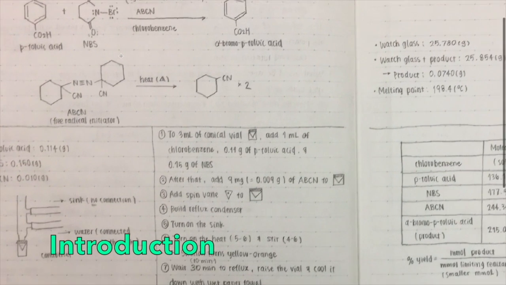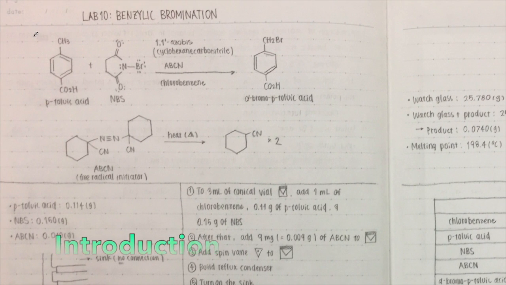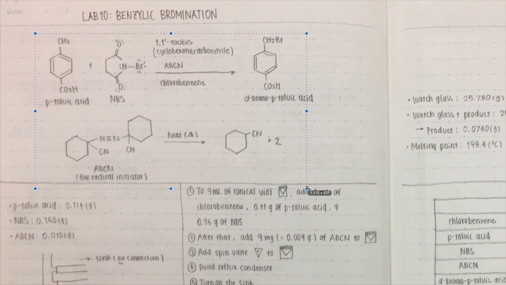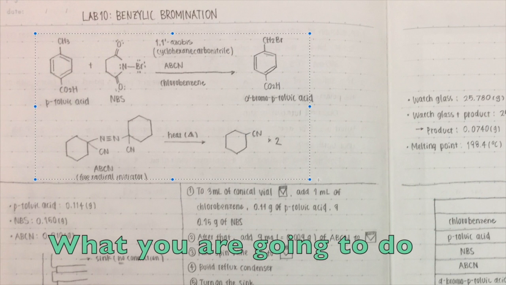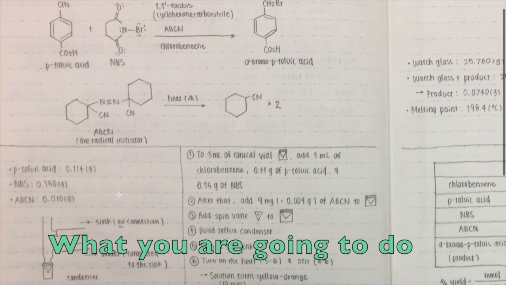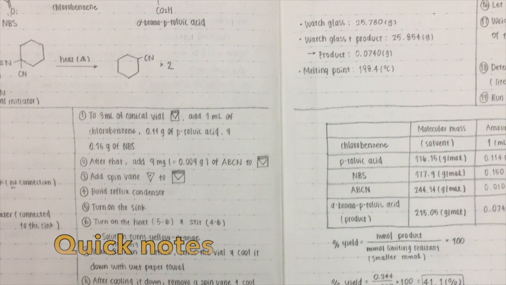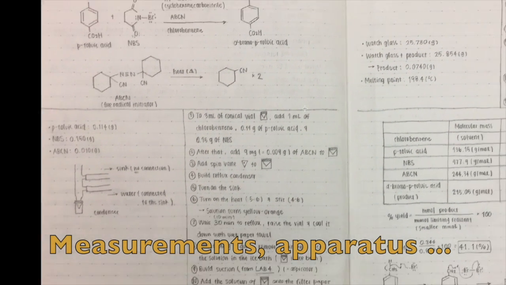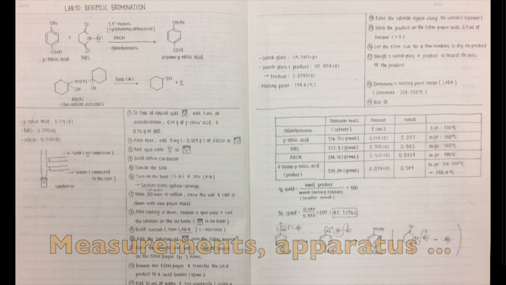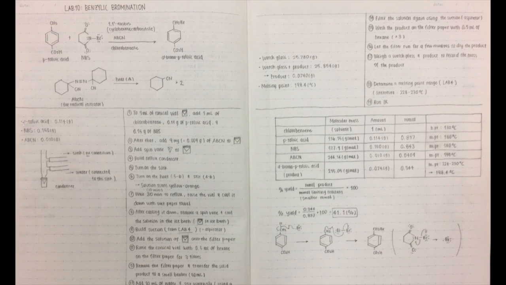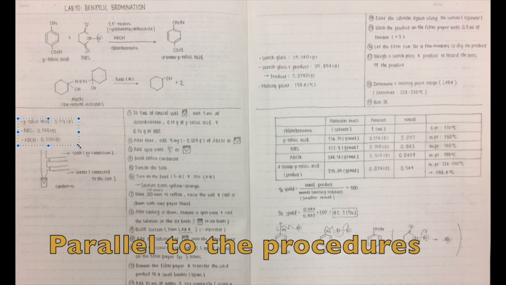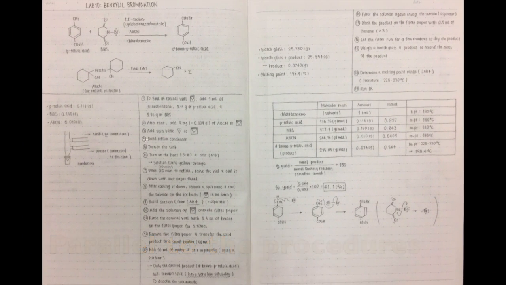Let's take another example. The introduction has a scheme that's used in the lab to remind what we're going to make in this lab. The quick notes in this lab are mostly measurement and apparatus. It is good to write all the notes right next to the related procedures. For example, the masses of the chemicals used in this lab are recorded in the same line as the step when measuring the chemicals. This makes the lab notebook more clear.